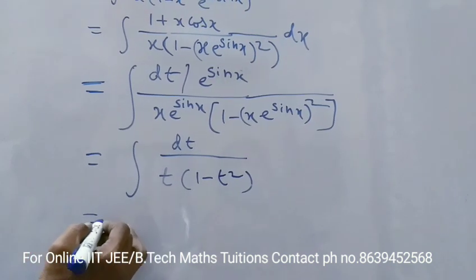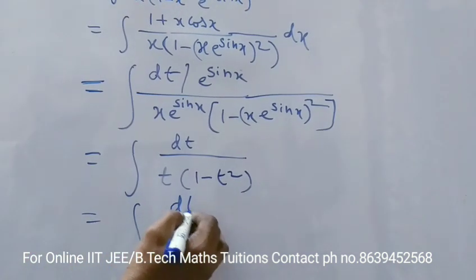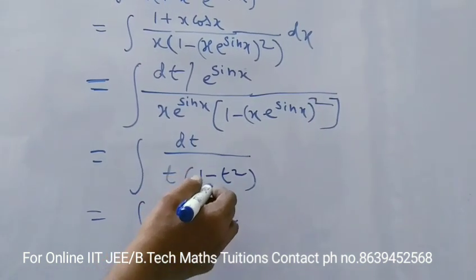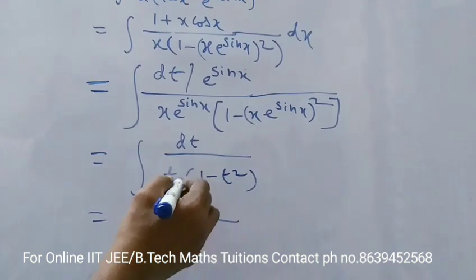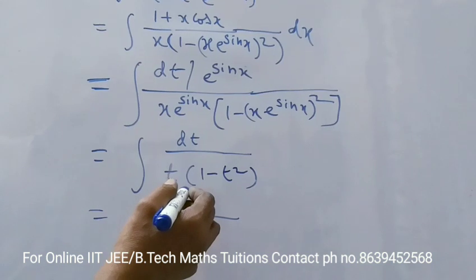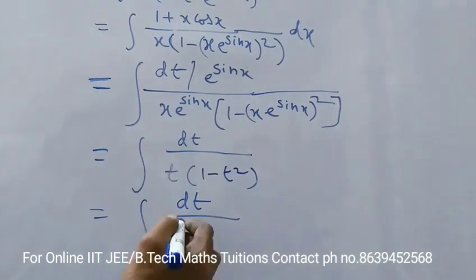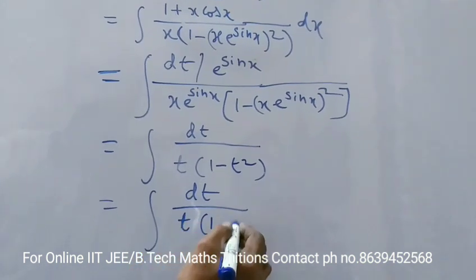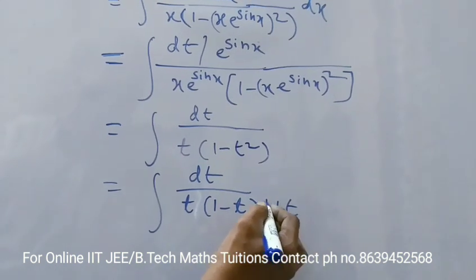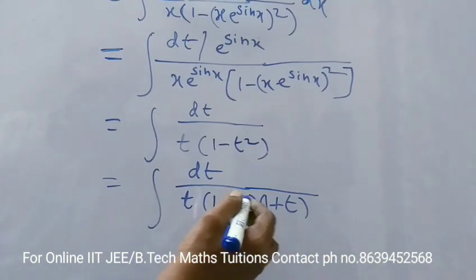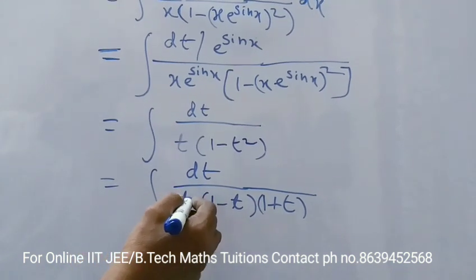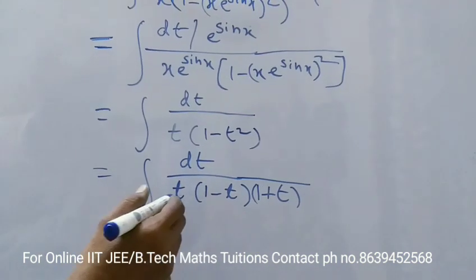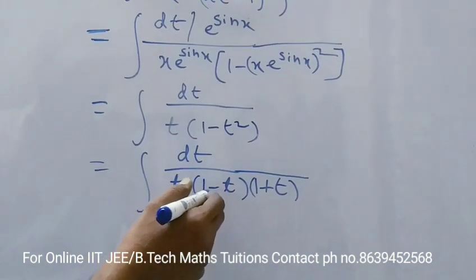So the integral of dt by 1 minus t square seems to be a square minus b square. A square minus b square is equal to a minus b into a plus b. In that form we are writing here dt by t of 1 minus t into 1 plus t. So it seems to be partial fractions here: t, 1 minus t, 1 plus t.